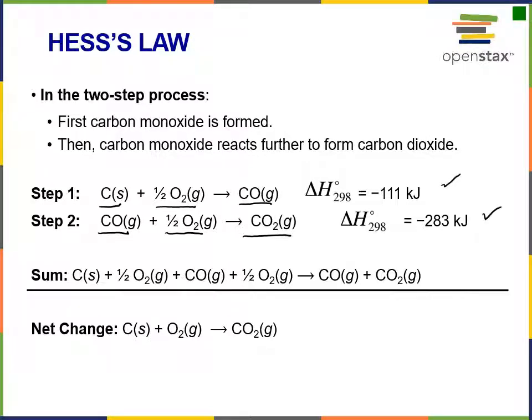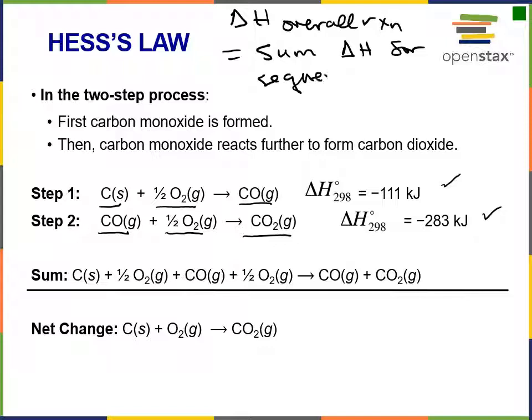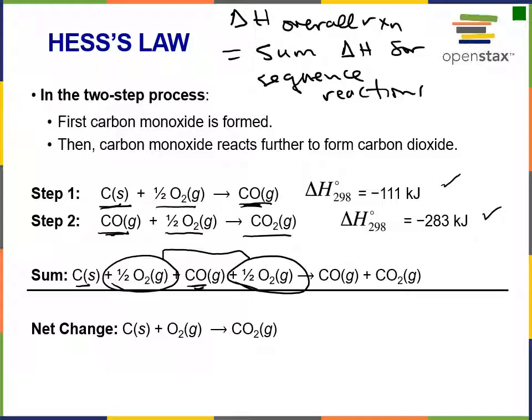And we have 2 enthalpies. Now let's add these up, because Hess's law says that the enthalpy, delta H, for the overall reaction is the sum of the enthalpies, our delta H's, for the sequence reactions. So our sequence reactions are these 2. If we add these up, we have 1 carbon, 1/2 of an oxygen, and another 1/2 of an oxygen. We add a CO here, and so what we have is a carbon, 1 mole of oxygen, and a CO. On our product side, we have a CO and a CO2.